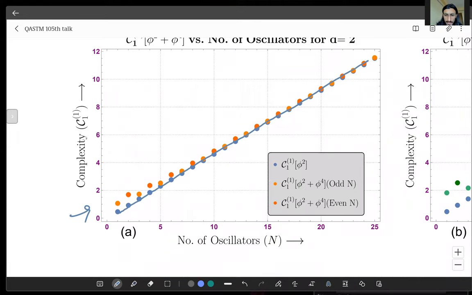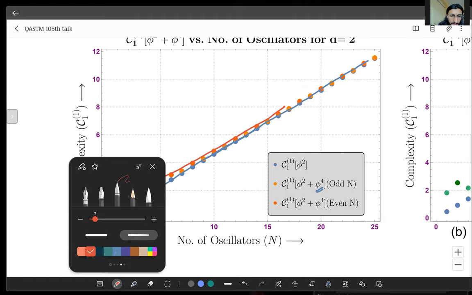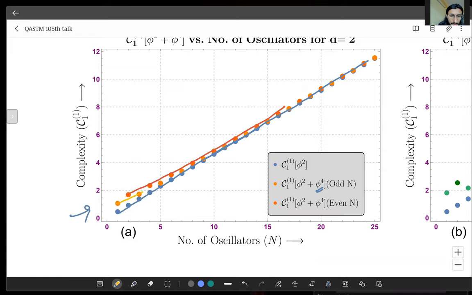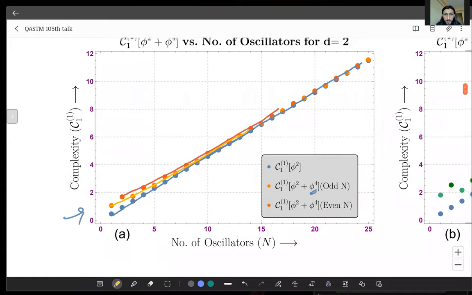And when we add phi-4 interaction, the yellow and red dots give the correction to the complexity. We also see that odd and even cases have different patterns. The red is for even, and orange is for odd. So that is what we found for phi 4.